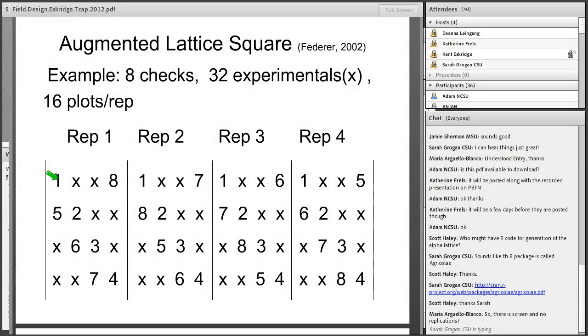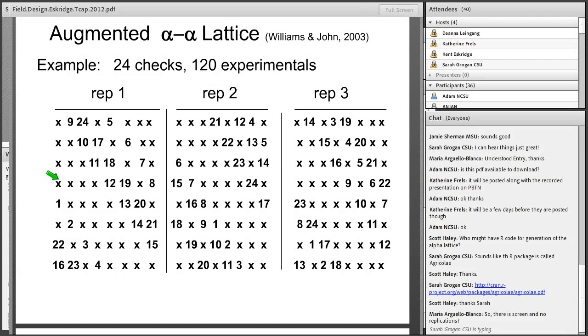Okay, so I can use this as a Latin square type of a thing where you can remove both row and column variation with an augmented design. So these could be very useful too, especially if you need to block in 2 directions and you need to evaluate a lot of experimental lines and you don't have enough seed to replicate them, or something similar to that.